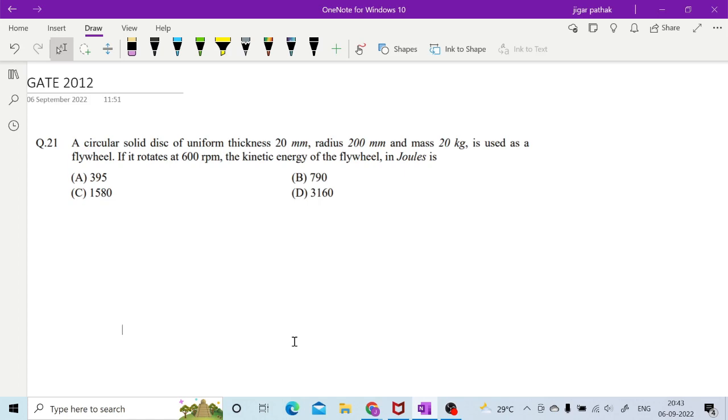Kinetic energy is nothing but 1/2 I omega square. I is m r square, moment of inertia. Yes, sir. So you can calculate. Omega is 2 pi N by 60. So everything is with you. Can you calculate?